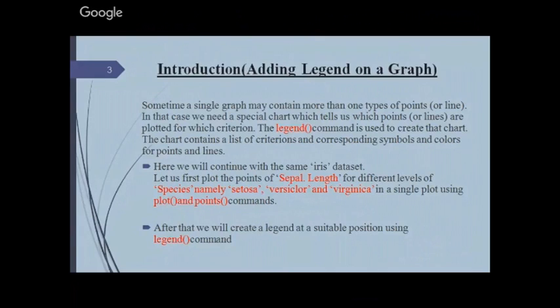In this section, we will see that if we have such a classification available in our data set, how we can add a legend on our graph so that we can show that the different points plotted in the graph are of different categories. For that, there is a command in our language. It is known as the legend command.